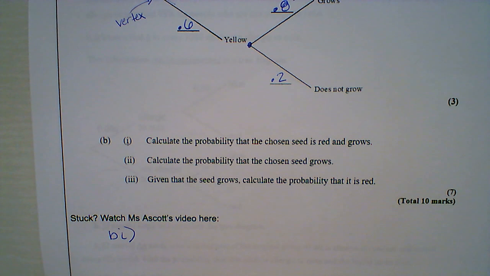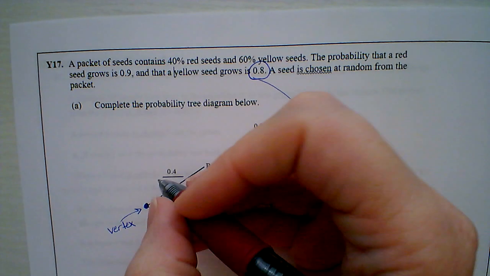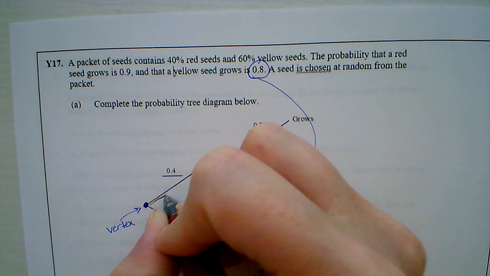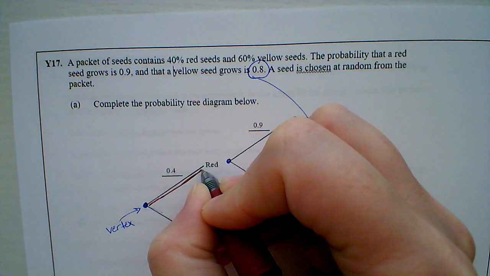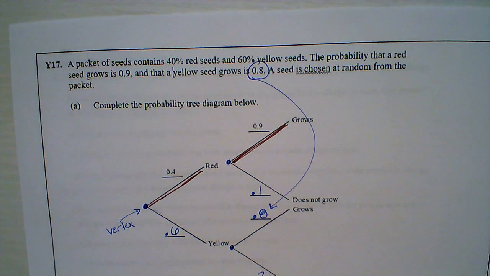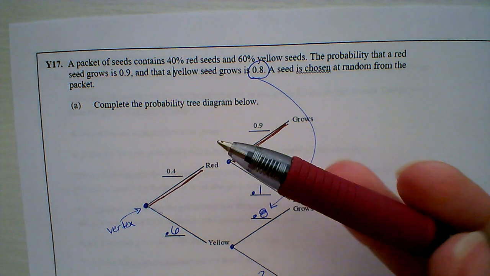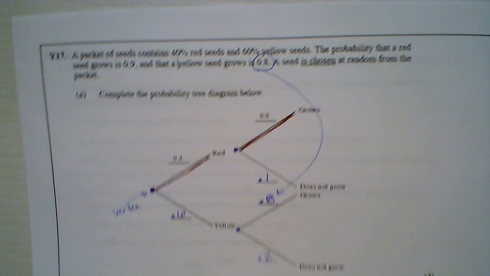I've been having not great luck with my pens. Let's see if I can find one that works. All right, so I need red. Oh, yeah, it works. And grows. So this is the path that I'm going to take. Red and grows. It's supposed to be a red pen. It's more maroon, but we're going to work with it.